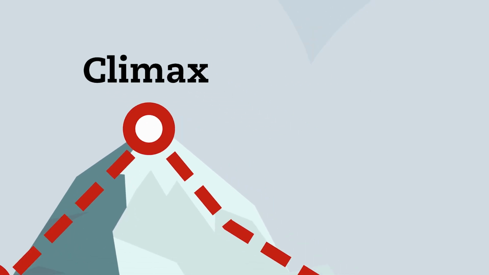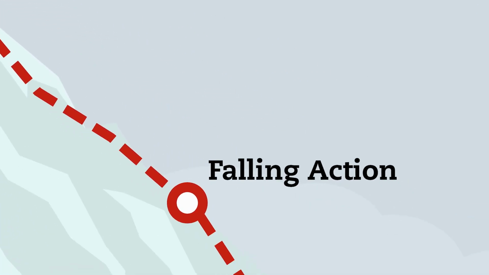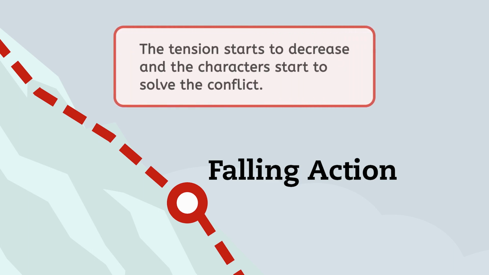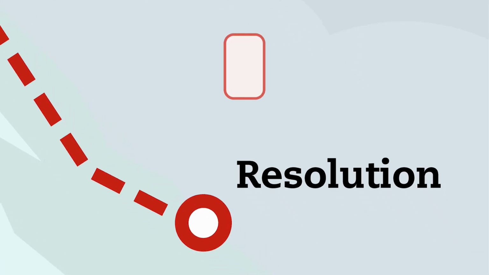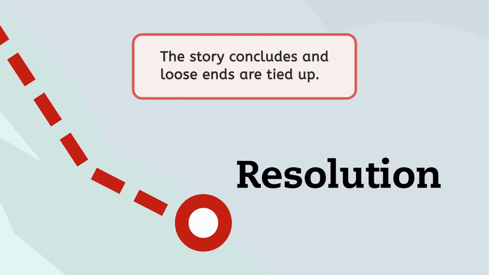Following the thrilling climax, we turn downwards into the falling action. Here, the tension starts to decrease, the characters start to solve the conflict, and we see the consequences of the climax. And finally, we reach the resolution. The story concludes and loose ends are tied up.